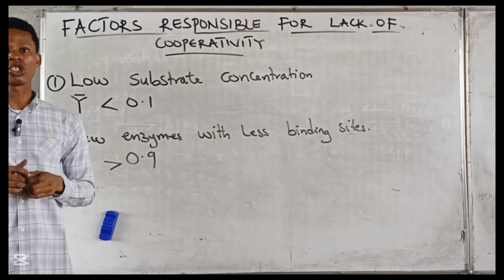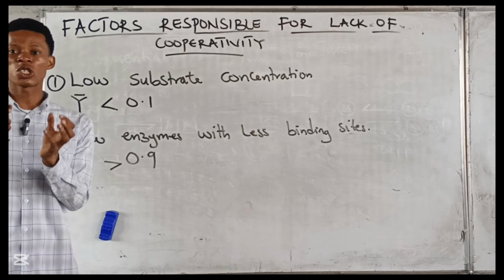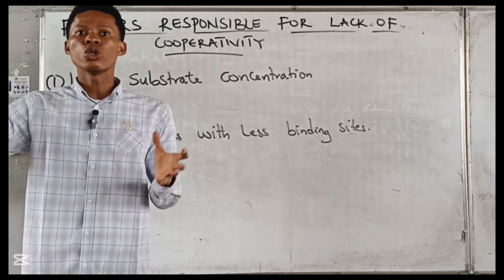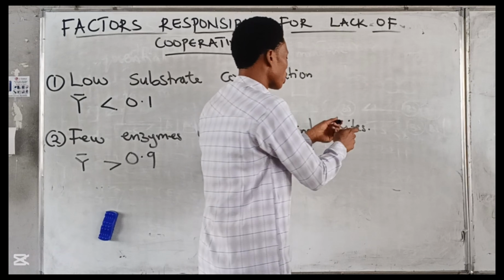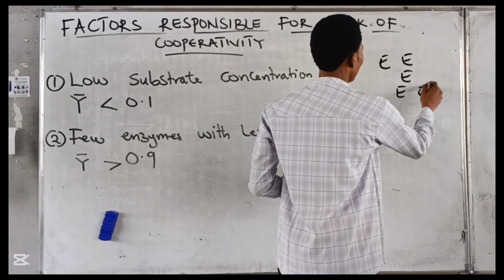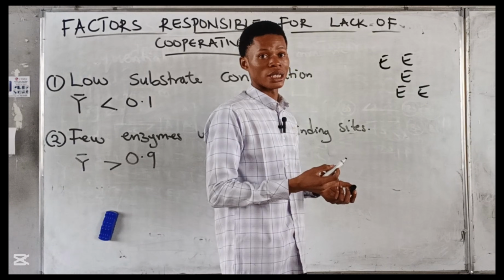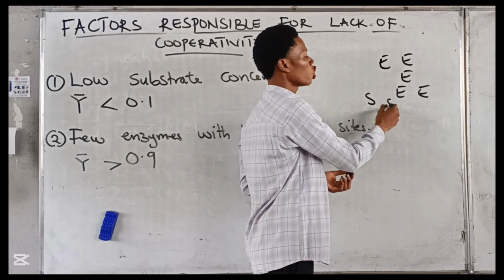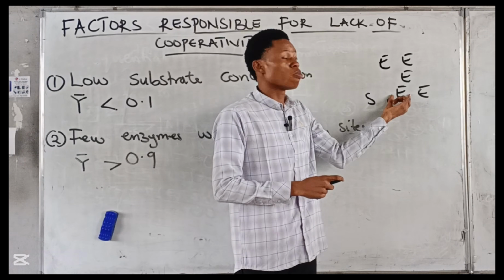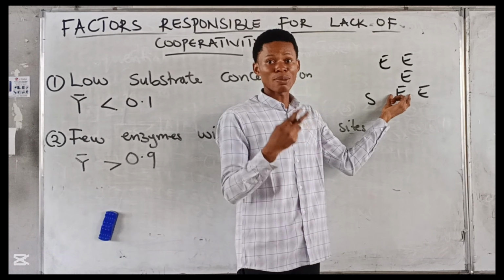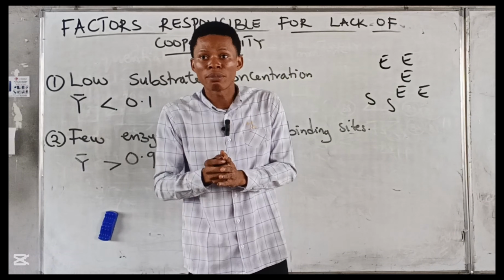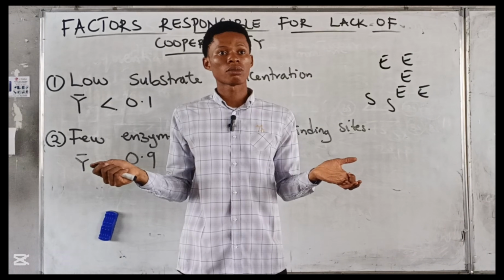Low substrate concentration. Now, if the substrate is very low, that is, the enzyme concentration is high, you see that even if, take for example, you have something like this. Let's say all these enzymes have two binding sites and you have just two substrates. You discover that these two substrates will bind to one enzyme, right? Because the enzyme is dimeric. Then we still have three enzymes, no substrate to bind with them, and so there will be no cooperativity.